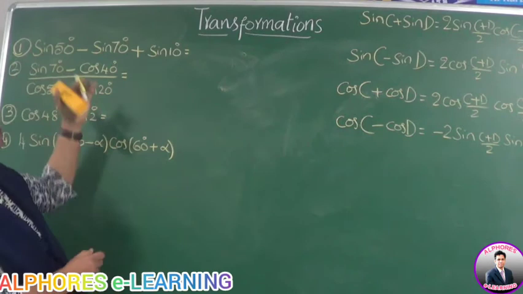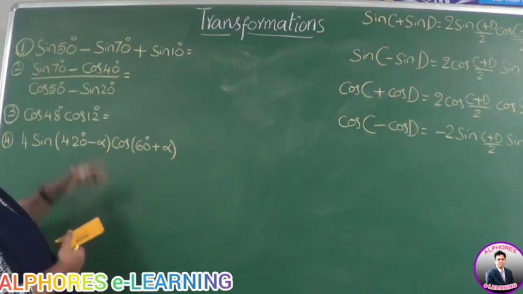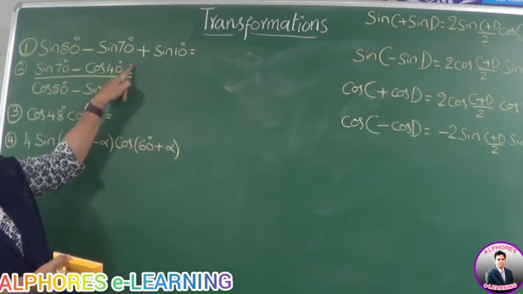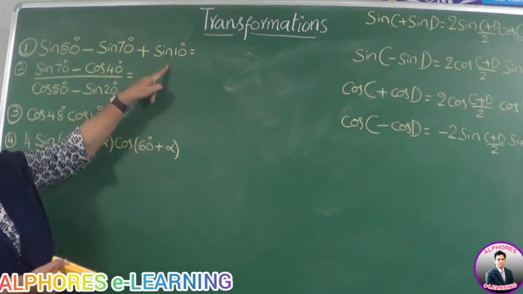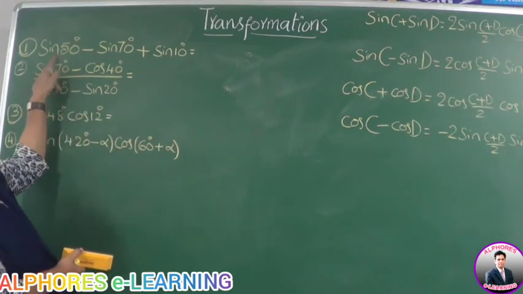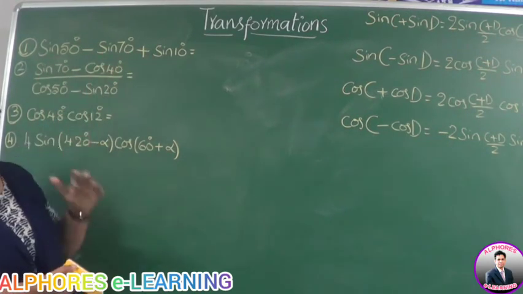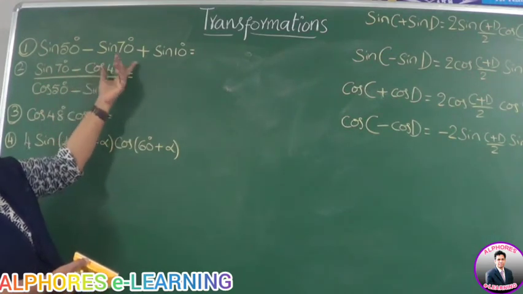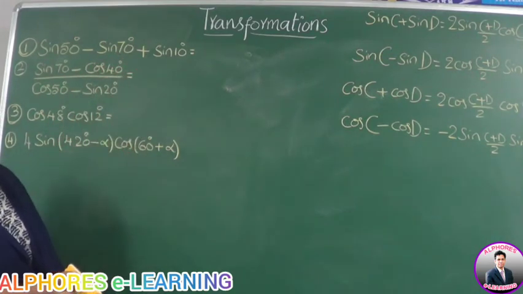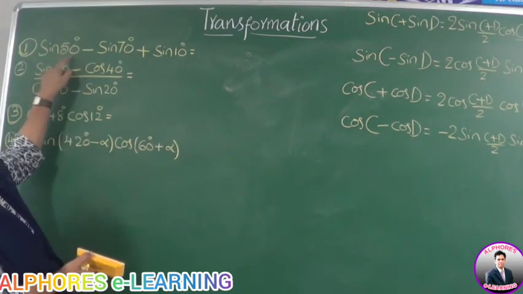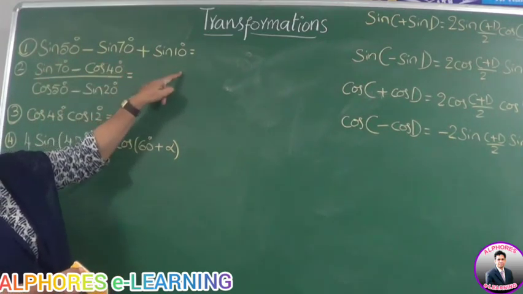Students, observe these problems. One is sine 50 degrees minus sine 70 degrees plus sine 10 degrees, right? Now here, we want the answer as a product, and if possible you convert it to numerical values also, if they are known values. Now observe here: 50 degrees, 70 degrees, 10 degrees.